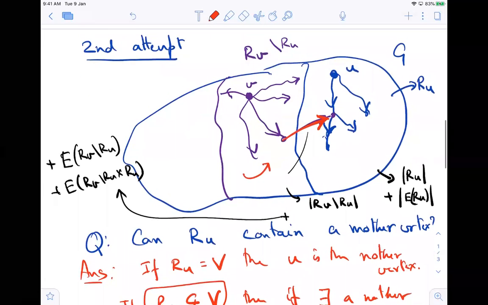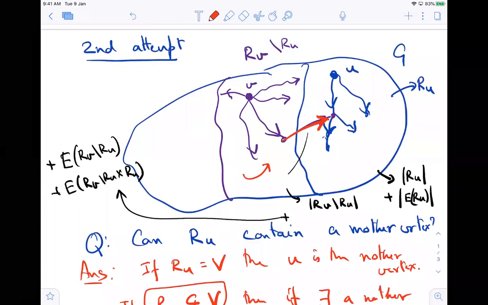Oh, okay. First of all, if U is a mother vertex, then you would have reached everywhere, right? Every element should be reachable from U. So if R of U is the whole set, then of course U is a mother vertex. I get my mother vertex and I'm done. But if R of U is not the whole set, right?